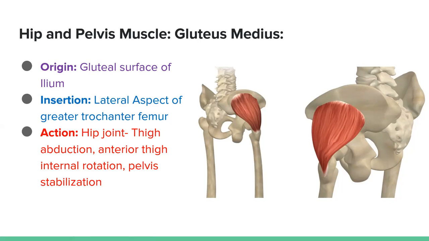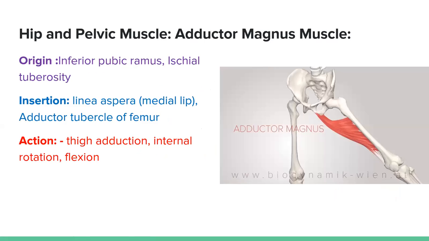And then, of course, function in terms of the hip, it would be thigh abduction, moving away from your body, anterior thigh internal rotation. So at the surface of your thigh, rotating inward. And then, of course, you have stabilization of the pelvis, which stabilizes your trunk and upper extremities. Next, we do have the hip and the pelvic muscle.